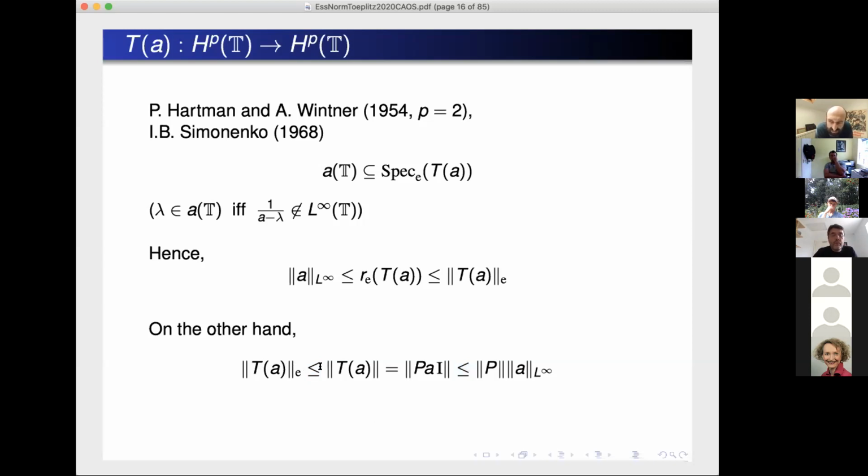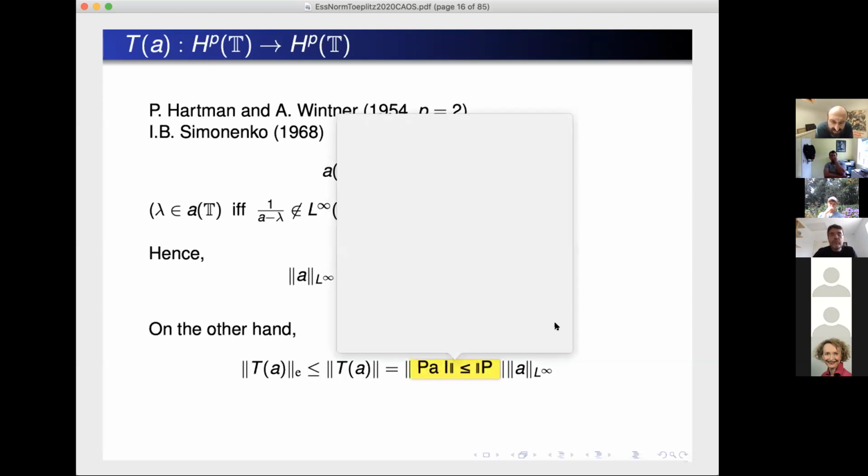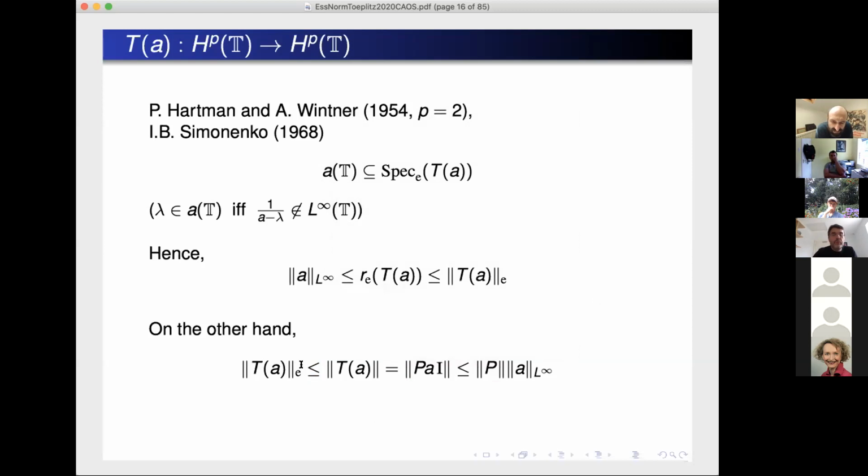So you can see that in this estimate, we lose twice. First, we lose here, when you go from the essential norm to the norm. Attention, these two numbers might be very, very different. And then this is also a very crude estimate. You are estimating the norm of the product by the product of the norms. So there are two points here where you are losing something.